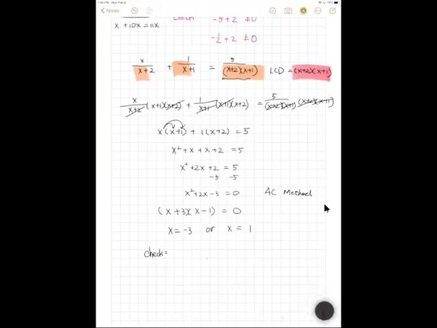Okay, so now let's plug -3 into the least common denominator. Well, we know that this is not equal to 0. So we can circle this. And then I have 1 plus 2 times 1 plus 1, which is also not equal to 0. So we know that x equals 1 is our solution.